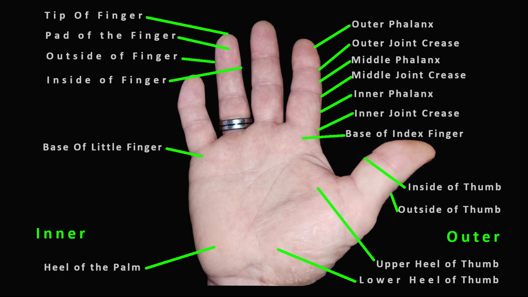On the top right side of the diagram, we have the outer phalanx, the outer joint crease, the middle phalanx, the middle joint crease, the inner phalanx, the inner joint crease, the base of the index finger, the inside of the thumb, the outside of the thumb, the upper heel of the thumb, and the lower heel of the thumb.